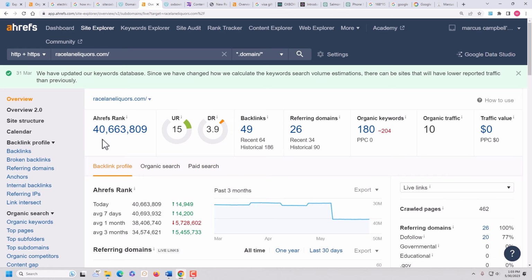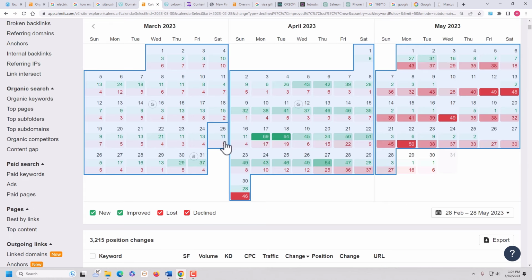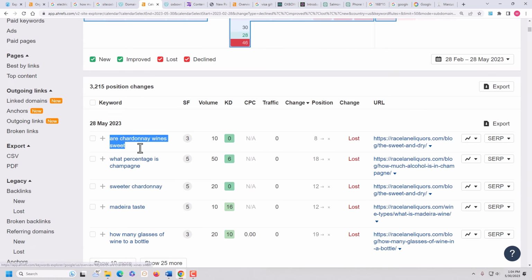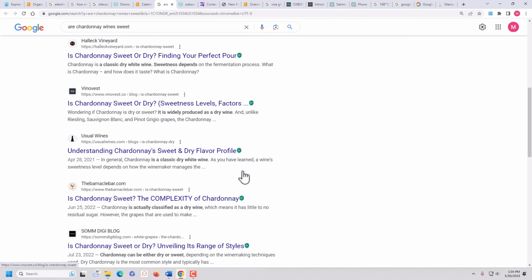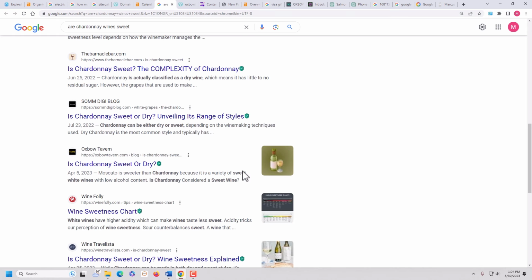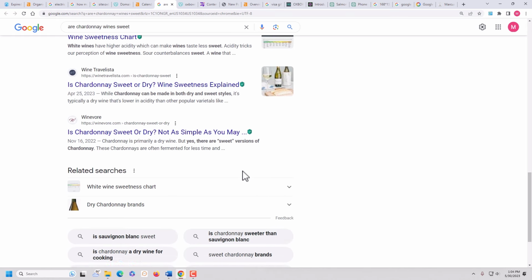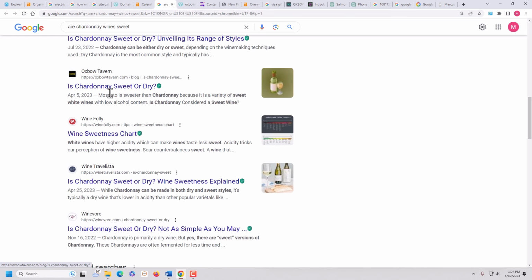And if we take a look at the stats on this one, we can see that the keywords and traffic is dropping drastically, which means that the content is effectively not pleasing the Google search engine. Our Chardonnay wine suite, we could see it used to rank number 8, but now it's nowhere to be found, and in fact, looks like they're trying to do the same thing with Oxbow Tavern.